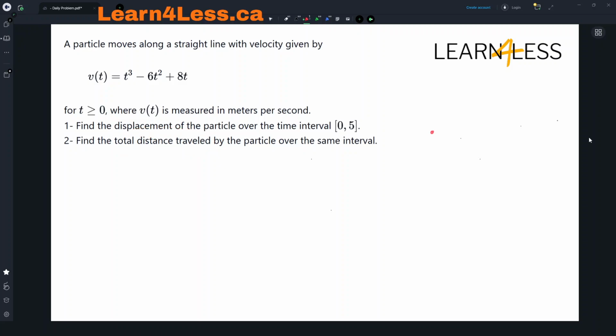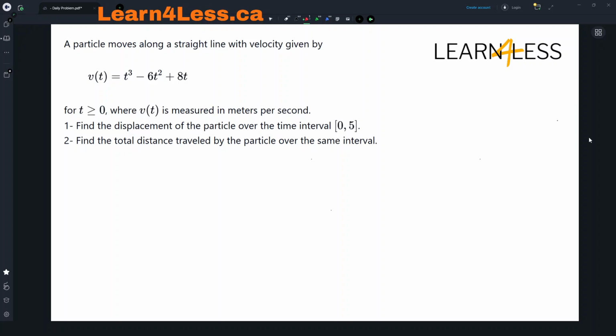If a particle is moving to a point and coming back to the same point, the displacement would be 0, but the total distance traveled would be whatever this length is multiplied by 2. So basically, it's the number of centimeters or meters that it traveled, walked, or moved.